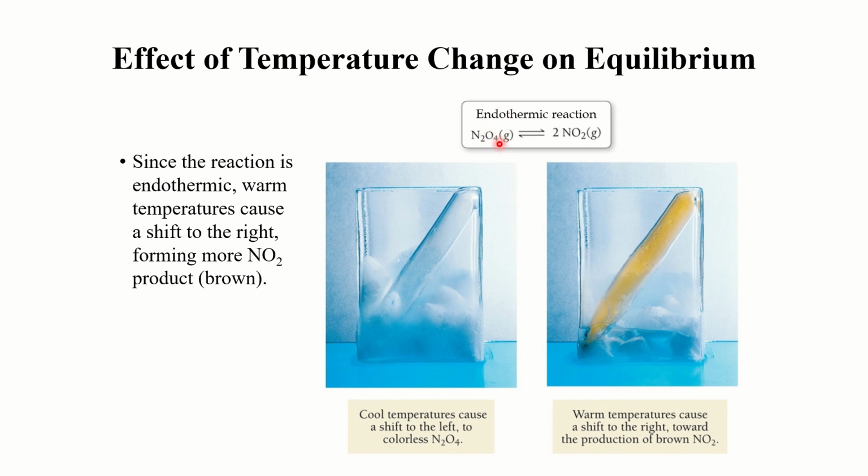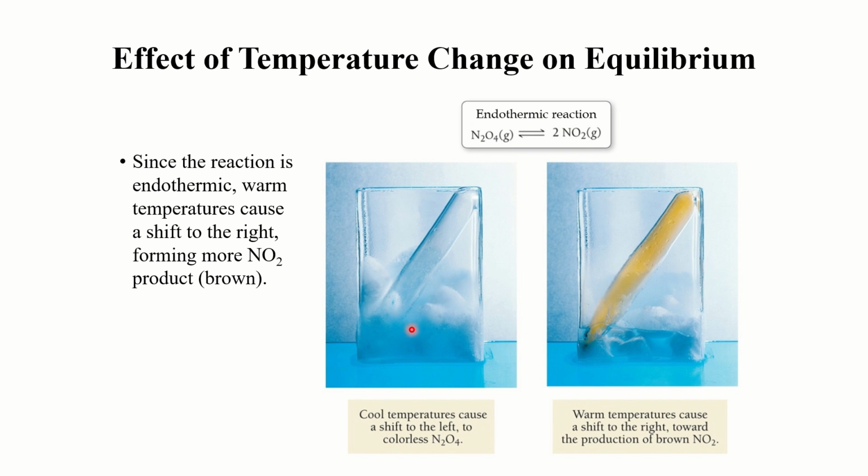If I cool it down, I lower the temperature. That's like removing something from the left side. And if I remove something from the left side, I remove a reactant. The reaction would shift left in response. So it shifts left towards the colorless N2O4. So when the reaction is nice and cool, the vessel appears clear because we have mostly N2O4 inside.